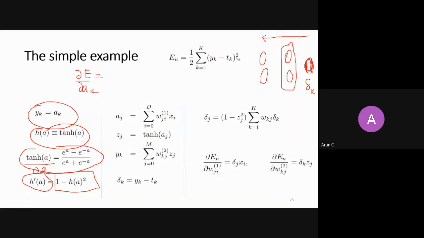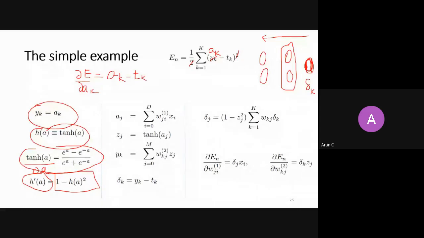So the error function is this. And here yk equals ak because it's a regression problem. So yk is nothing but ak. I need to take a derivative of this error function with respect to ak. This 2 will get cancelled with this 2, and I will be left with ak minus tk. Not to forget, ak is yk here because it's the last layer.